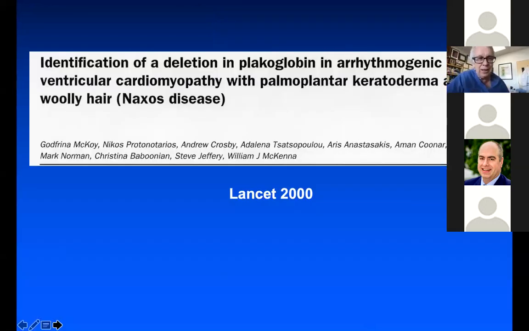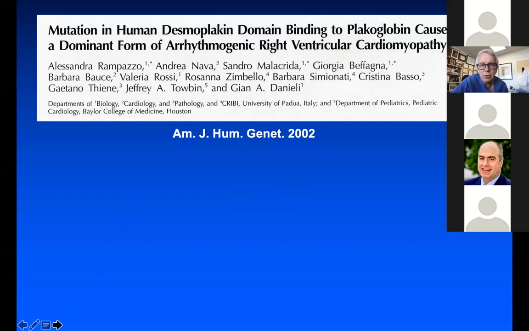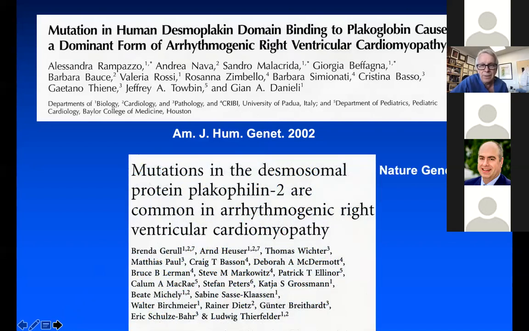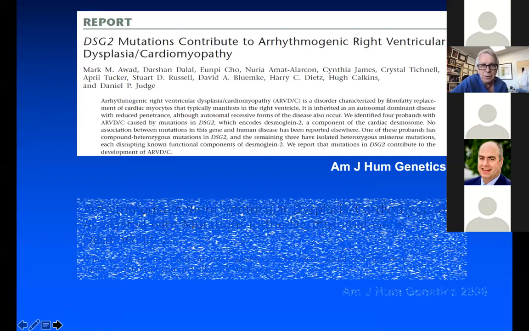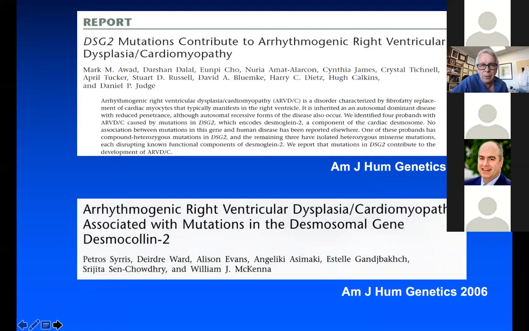And then 14 years later, Godfrey McCoy was a PhD student who went to work with Bill McKenna. They got all the blood, and they ended up discovering that plakoglobin was the cause of Naxos disease. And once that was discovered, people said, well, what are the other desmosomal proteins? And they quickly, within 5 years, found all the mutations. So that was 2000. 2002, desmoplakin was discovered. 2004, plakophilin 2, the most common one, was discovered. 2006, our group discovered desmoglein. That was confirmed by another group. So very quickly, all the desmosomal proteins were identified as causes of ARVD.